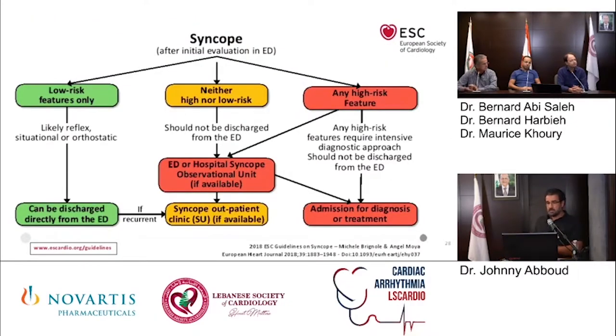So after the interrogation, the physical exam and the EKG, we'll divide our patients into three categories according to the guidelines: low risk features, borderline, or high risk. If your patient has low risk features, there's no need to admit to the hospital. It's probably reflex or situational syncope or orthostatic hypotension, and you can discharge that patient from the ER and see if you can do the investigation as an outpatient.